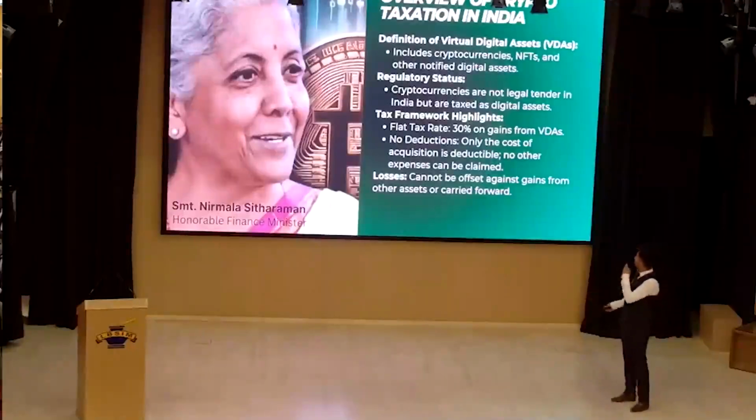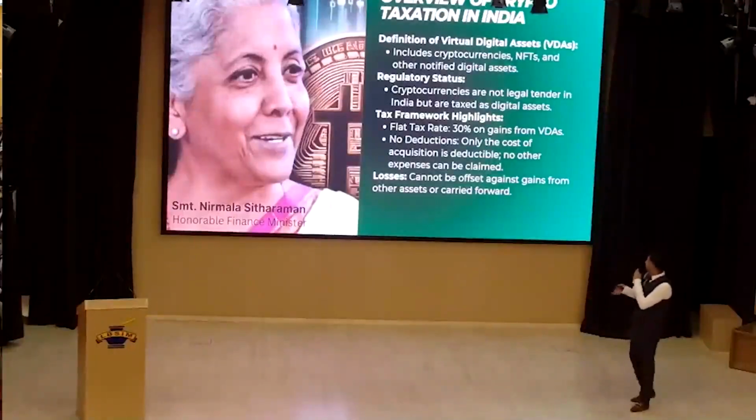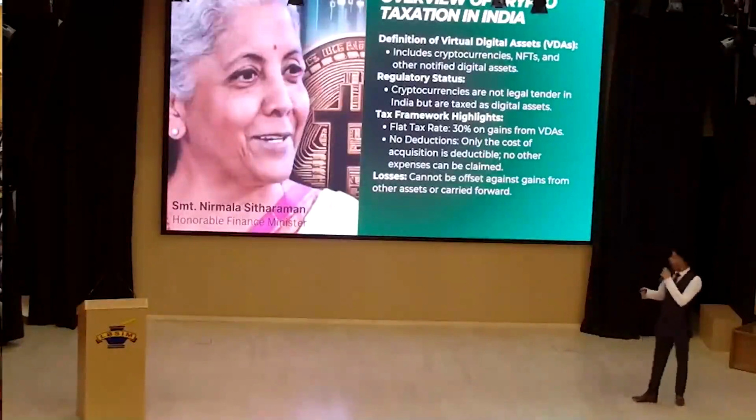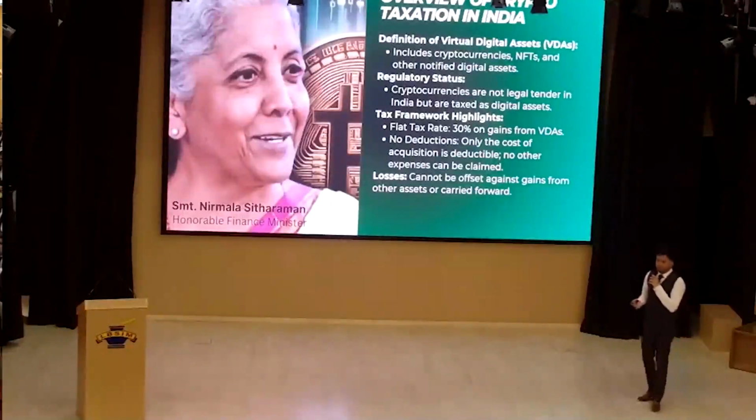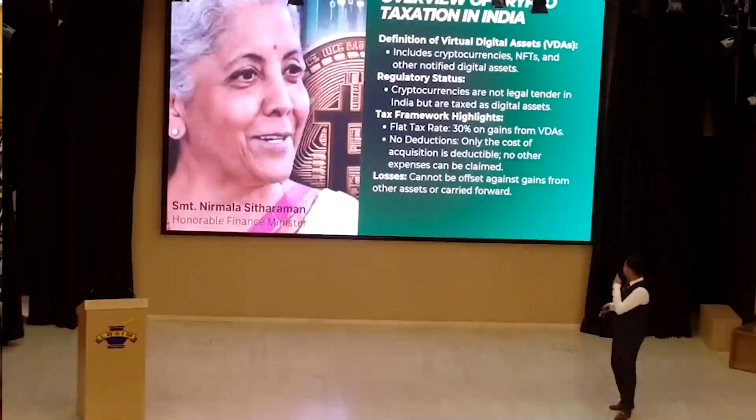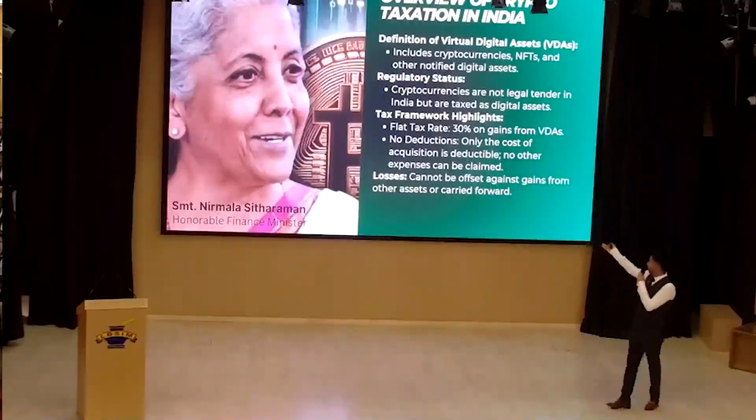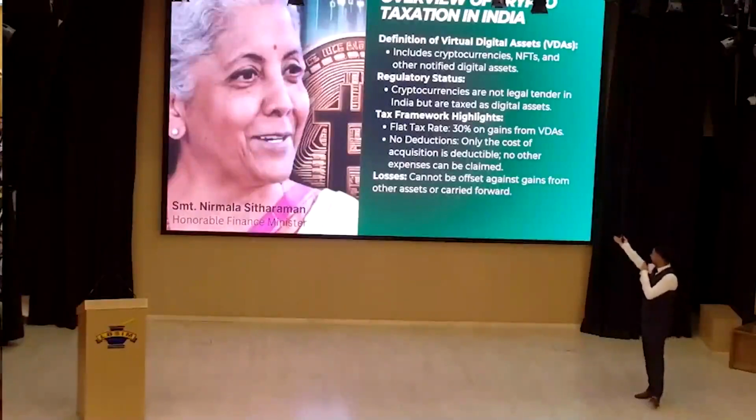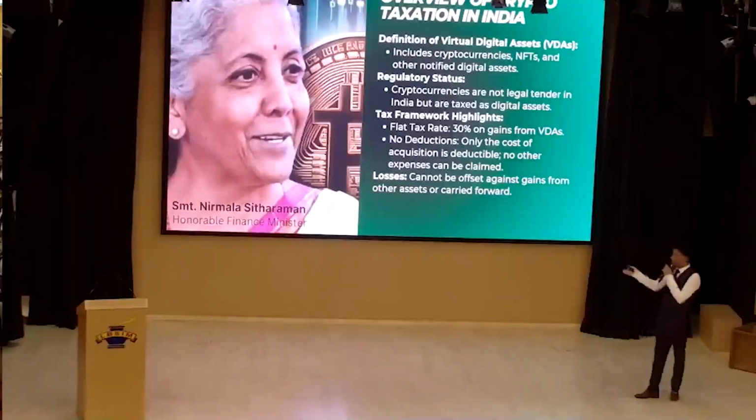So when you talk about crypto taxation in India, it includes cryptocurrencies, NFTs, and other digital assets. They are not legal tender in India as of now, but they are taxed as digital assets. The current tax framework has a flat tax rate of 30% on gains from VDAs. There are no deductions; only the cost of acquisition is deductible, and no other expenses can be claimed.